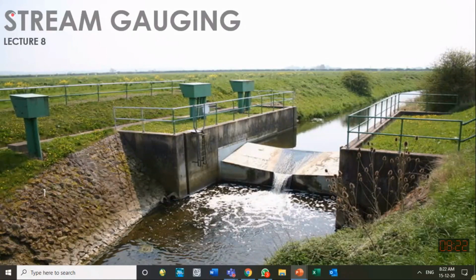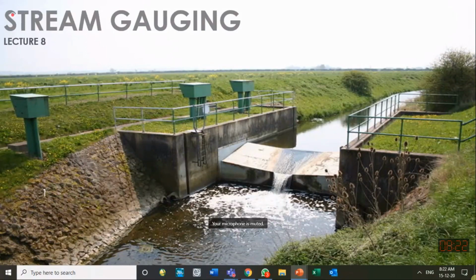So any gauge which is installed on a stream, we say this is a stream gauge, and stream gauging is the topic or the discussion related to measurement of different parameters on the stream. Different parameters on the stream can be which are related to us.